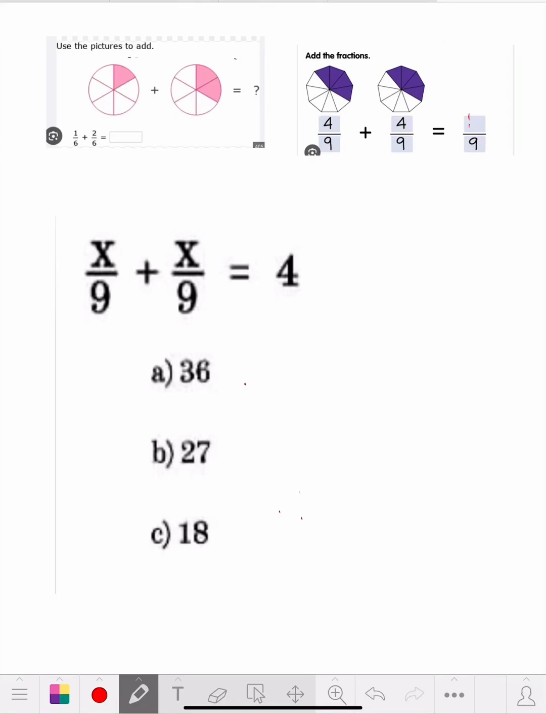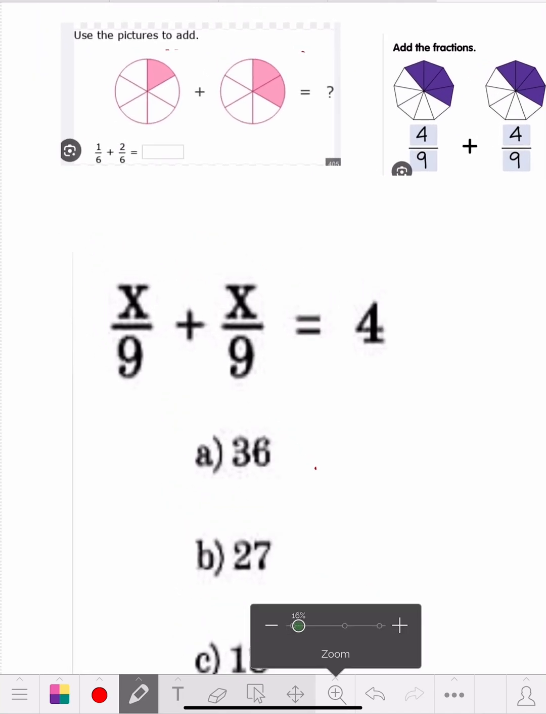The problem I found for us today is x over 9 plus x over 9 equals 4. And they want to know, hey, what's x? So they gave us 3 solutions to this problem. A lot of students have trouble adding this x over 9 plus x over 9, where the denominator is the same, and they kind of forget, hey, how do I do this?